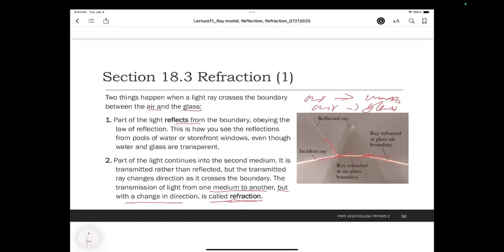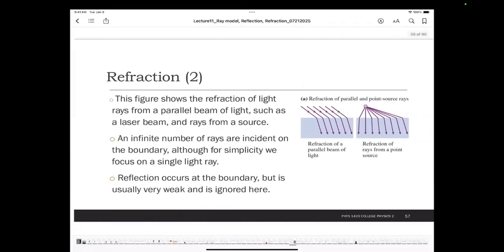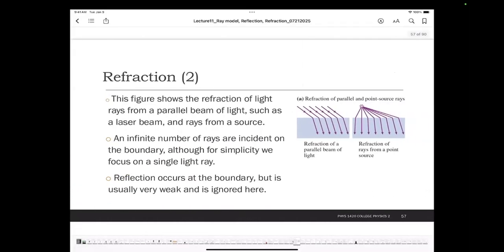Yeah, this is a ray refracted at an air-glass boundary. This is a ray refracted at a glass-air boundary. Does that make sense to you? Okay.